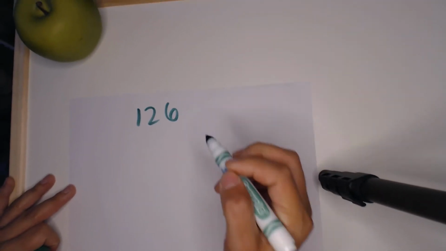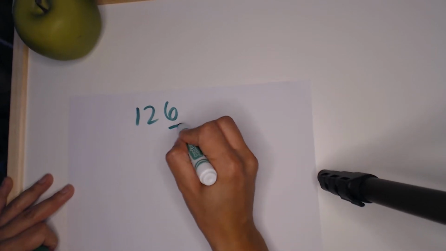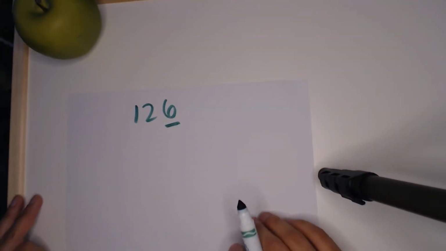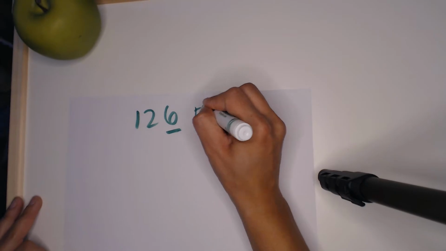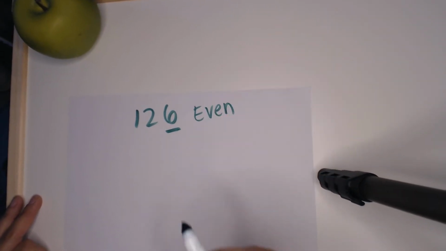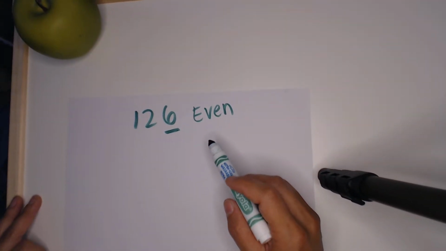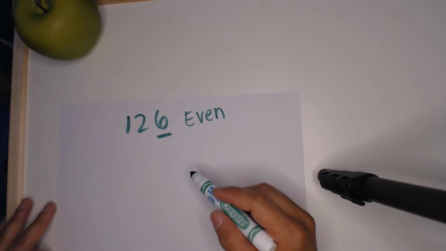So if I look at a number like 126, I look at that last digit. If it's an even number, I know that it can be divisible by 2. Even meaning that, when you teach second grade, I used to teach them, it has to have a buddy.